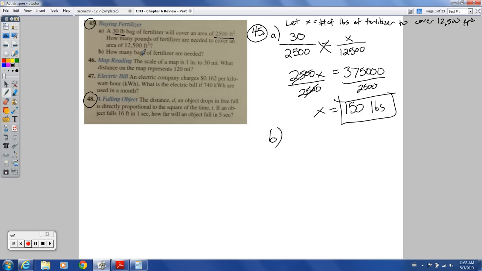And part B, how many bags of fertilizer are we going to need? Well, if one 30-pound bag covers that. Remember, this was 5 times bigger. We saw that, but why is it 5 times bigger? Oh, that number just came from that. I had done that in my head. 150 divided by 30. You can cross off the zeros. 15 divided by 3 is the same thing. That would be 5 bags.